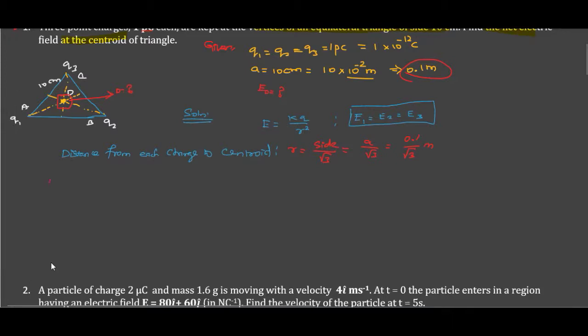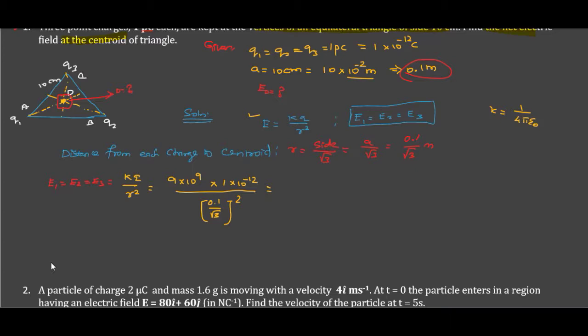So directly we can write E1 equal to E2 equal to E3 equal to, using the formula KQ divided by R square. K value is nothing but 9 into 10 power 9. No need to use K equal to 1 by 4 pi epsilon naught. Directly you can substitute 9 into 10 power 9. Then the charge value is 1 into 10 power minus 12. And the distance is 0.1 divided by root 3, whole square.